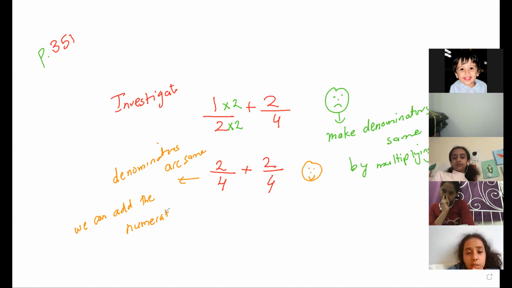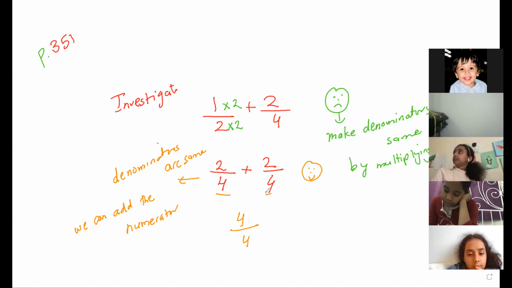Can I ask you something, Gavis? One minute, please. 2 plus 2 is 4. And then 4, you don't change the denominator. Don't add the denominator. Never add the denominator. You just add the numerator. Will you remember this? Yeah. The answer is 1.